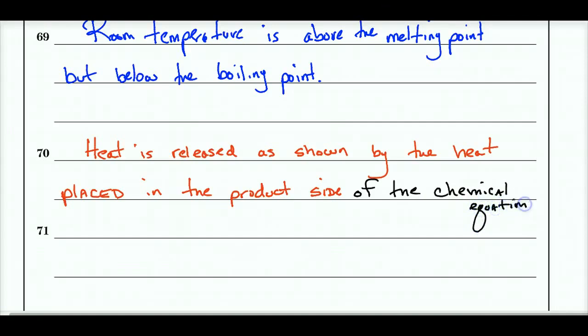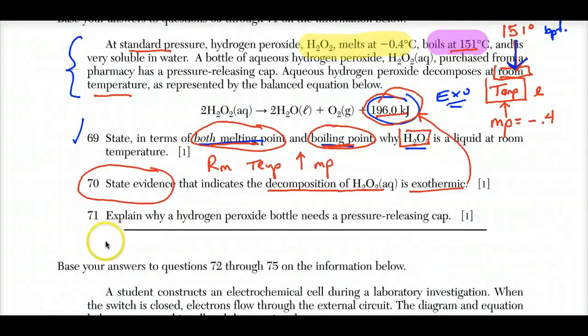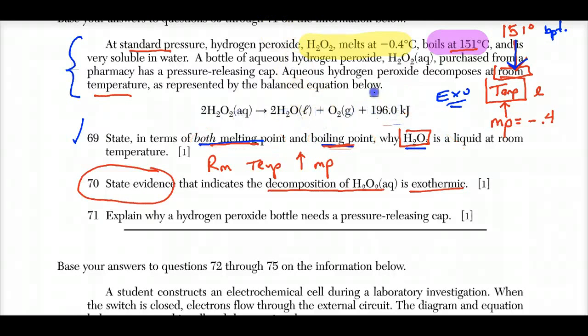Okay, number 71: explain why a hydrogen peroxide bottle needs a pressure releasing cap. Sometimes these questions are answered in the reading, but I don't see anything here other than the reaction. If I look at the reaction, hydrogen peroxide decomposes into more particles of a gas. We have an aqueous solution becoming a liquid, but we're producing gas.